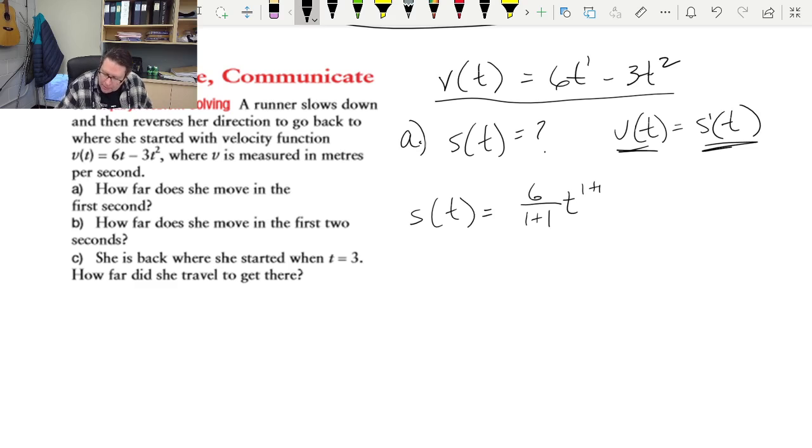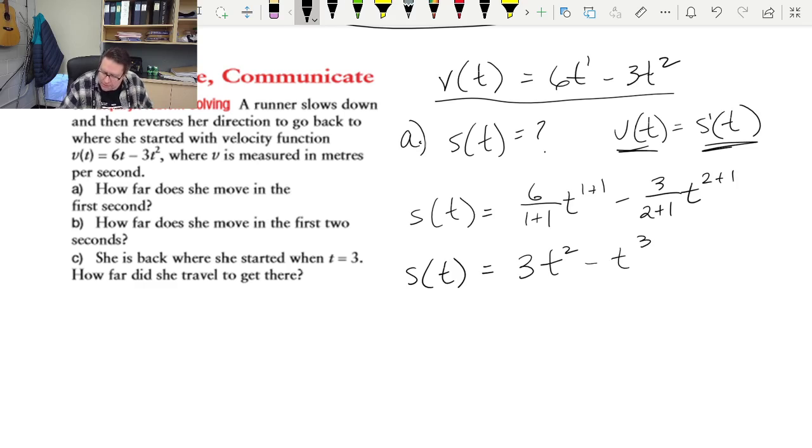And then minus, that kind of looks ugly. Let's see if I can fix that a bit. Plus 1. There we go. Minus a over n plus 1 times the variable to the exponent of 2 plus 1, or n plus 1. So position time is 6 divided by 2, which is 3, t squared, minus 3 divided by 3, which is 1, t cubed.